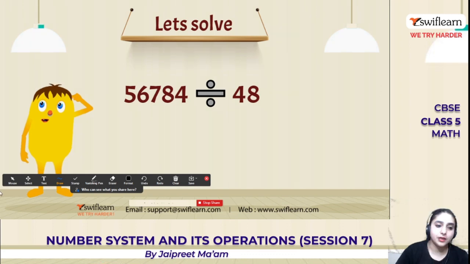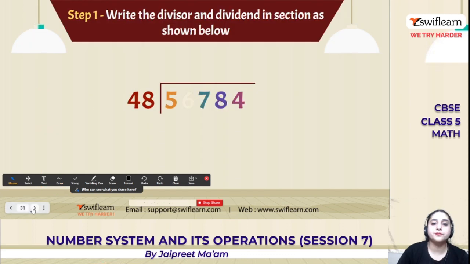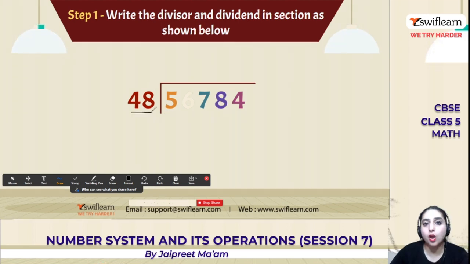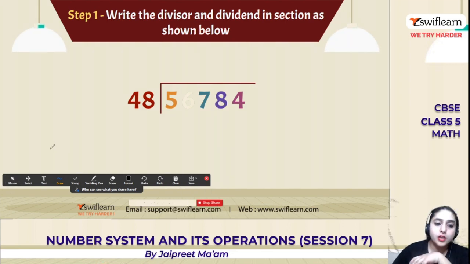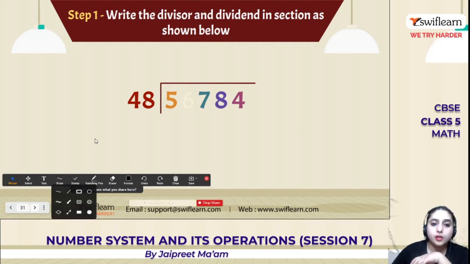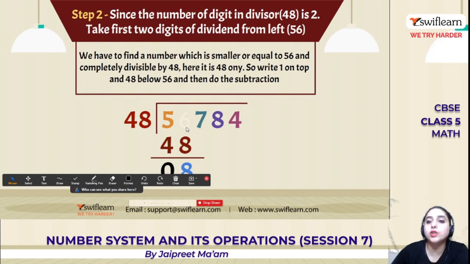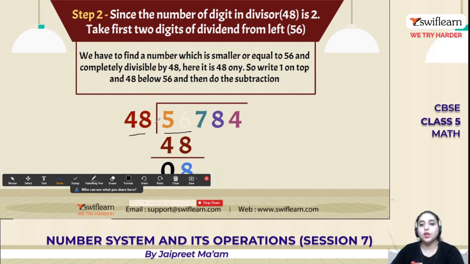So let's solve how to divide 56,784 by 48. So how will we divide? Write the divisor and dividend in the format as shown. You have to write the dividend inside the box like this, and you have to write the divisor outside the box like this. Then you have to check one by one. First of all, since the divisor has 2 digits, we will take the first 2 digits. So now check, is 56 in the table of 48? No, so you have to check the number less than 48. So 48 times 1 is 48.